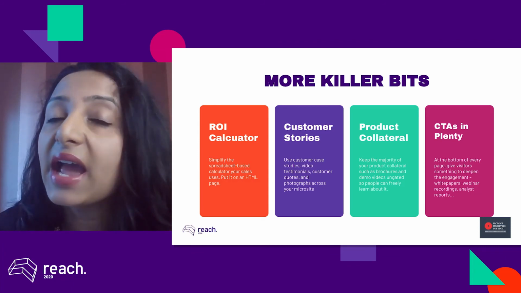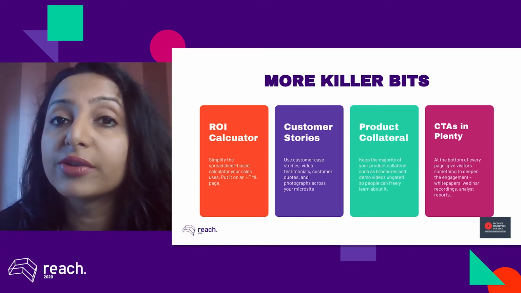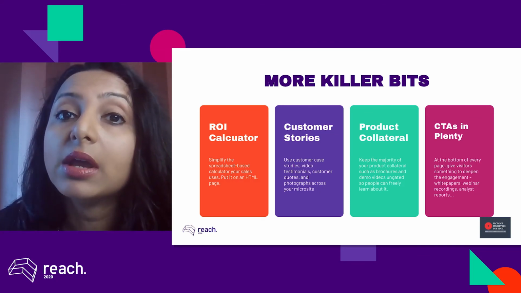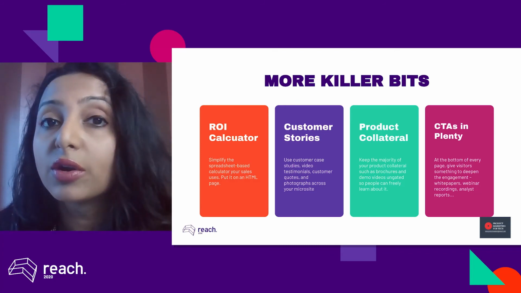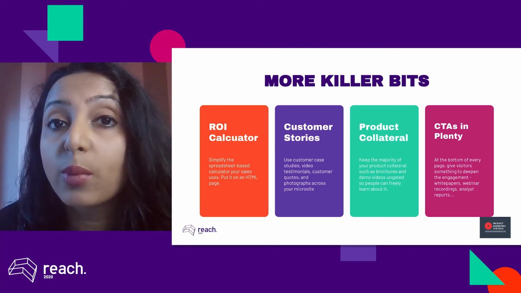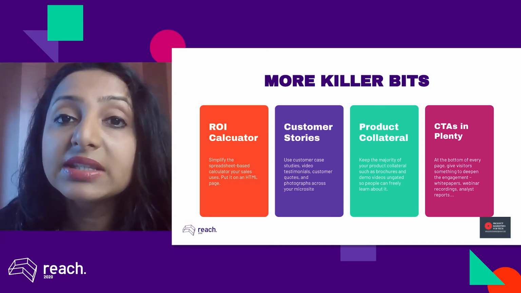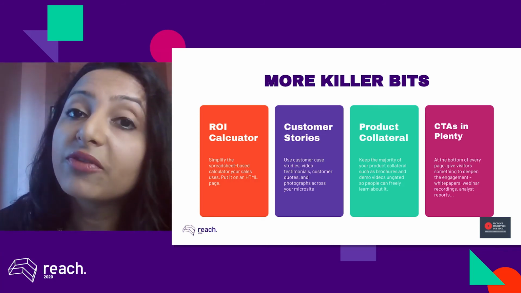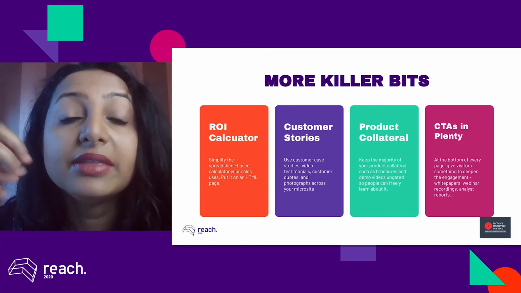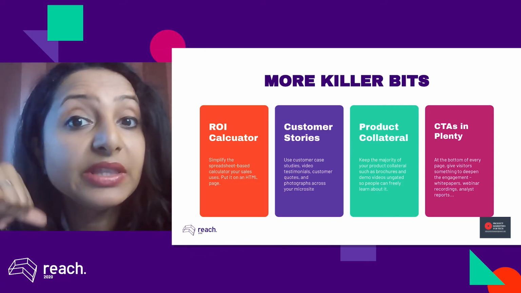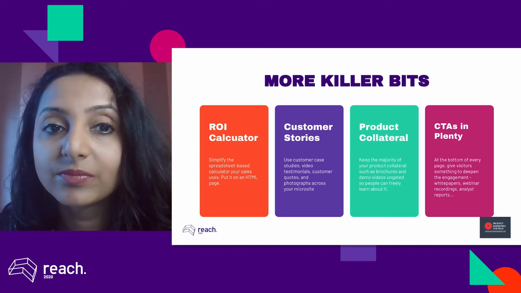CTAs, click to actions, have a collection of them. Now you probably have a lot of assets already. Just bring them all together, right? It might be in some Google Drive, it might be in SharePoint or in the resources section of your website. Don't make it hard for your leads to find it. Just place it as CTAs at the bottom of every page. So that every time a lead comes to your website, they learn something and they deepen the engagement and they take away something to remember you by.